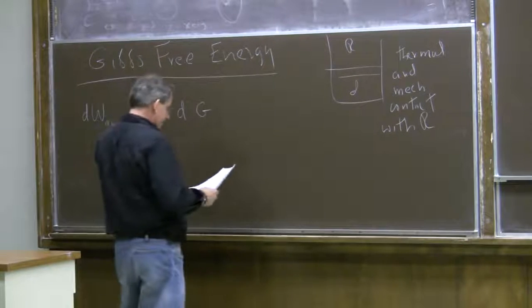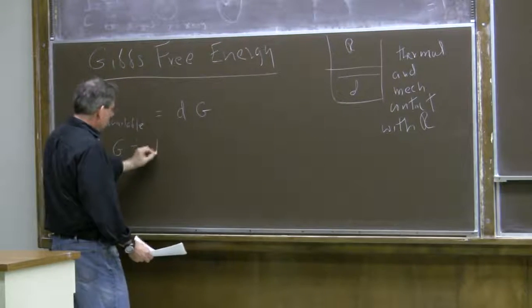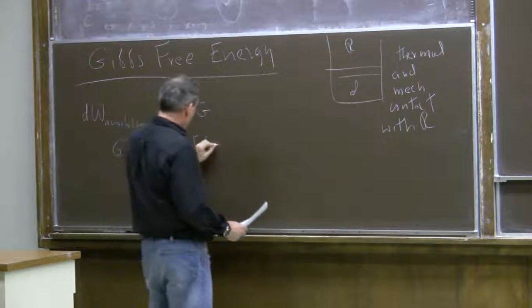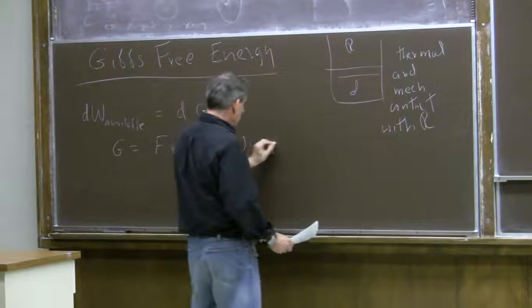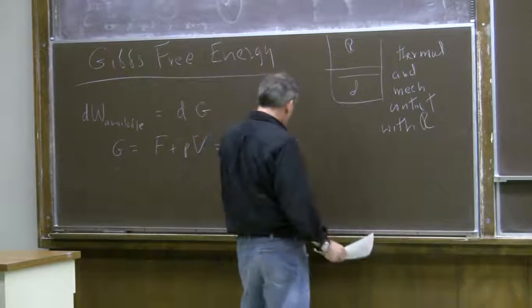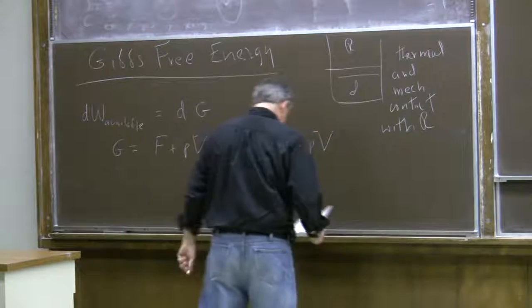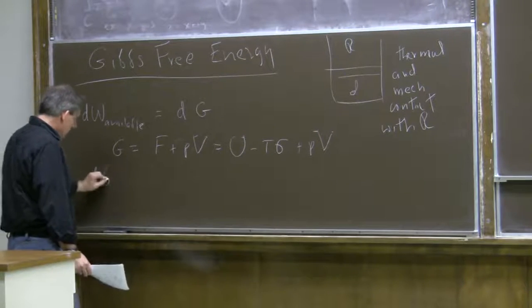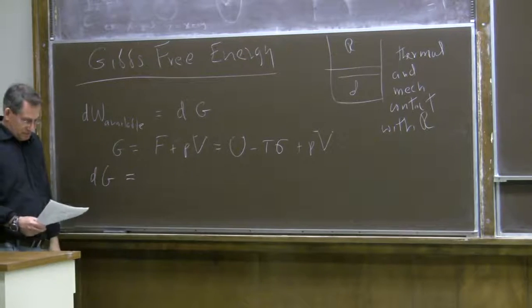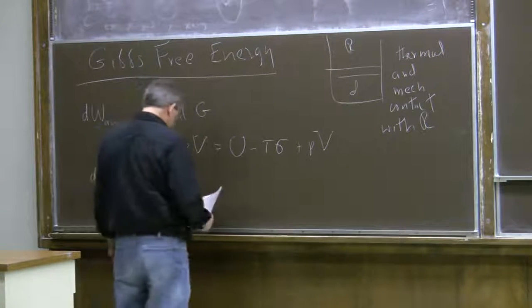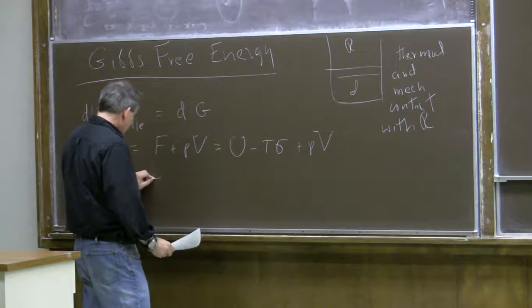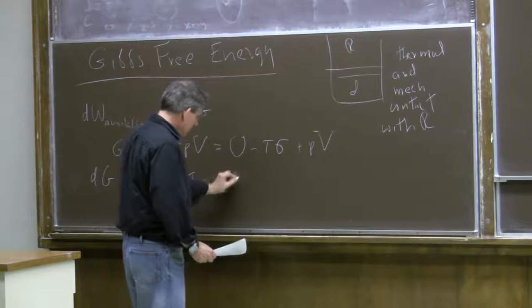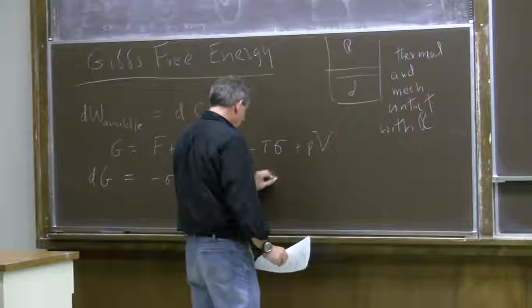keeps track of that. The Gibbs free energy we can express as Helmholtz free energy plus pressure times volume. In other words, internal energy minus temperature times entropy plus pressure times volume. And dG then can be expressed using the appropriate thermodynamic identity as minus sigma d tau plus V dp plus mu dN.